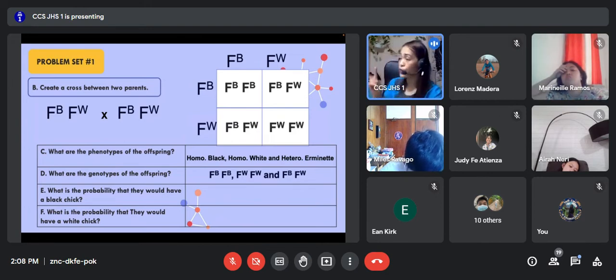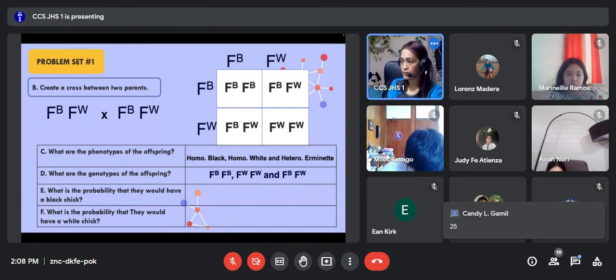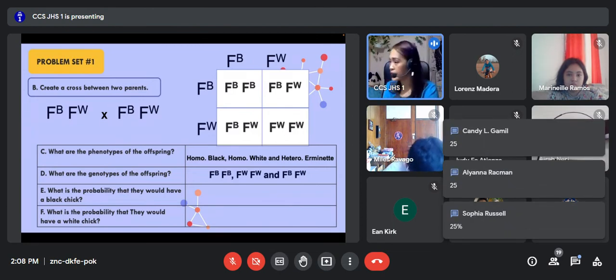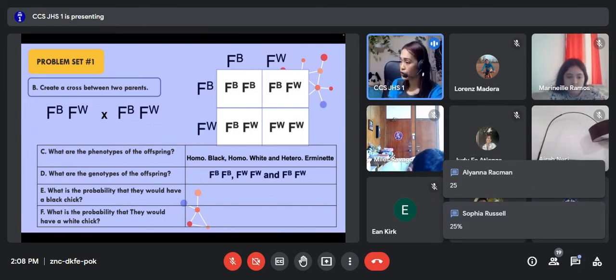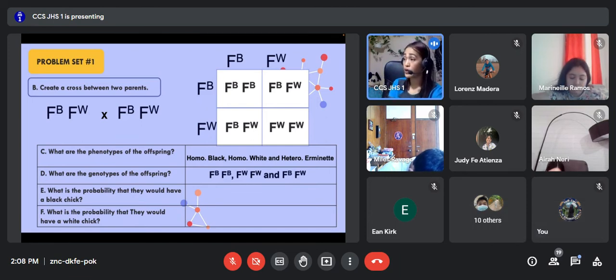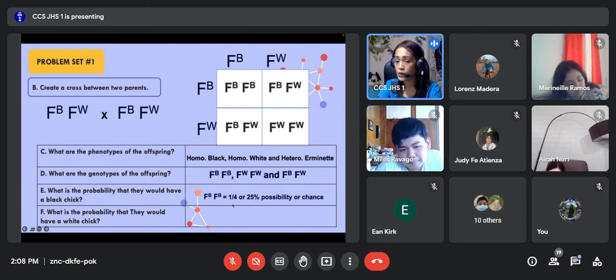So here we have two questions for this problem. The first question is, what's the probability that you will have a black chicken, or a chicken with black feathers? Okay, all three of them wrote on our comment section 25%. Do you agree on that? If you look at the Punnett square, that's 1 out of 4, or 25%. So black.